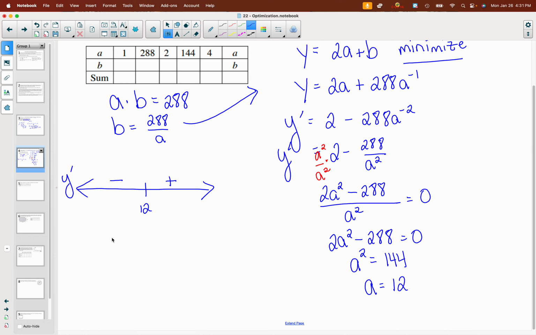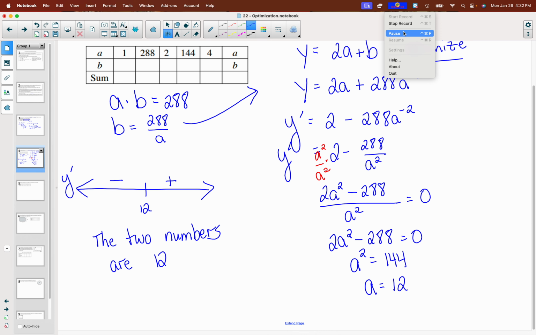So then my two positive numbers, the two numbers are 12, and if you substitute the 12 back in, 288 divided by 12 is 24. So those would be the two numbers.